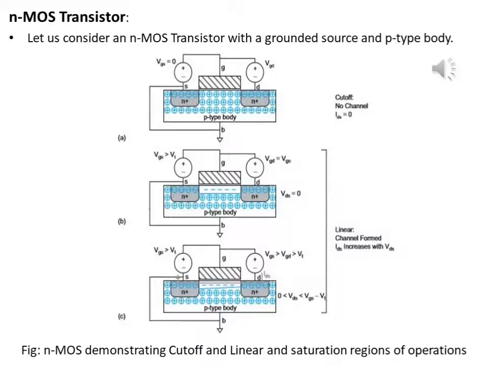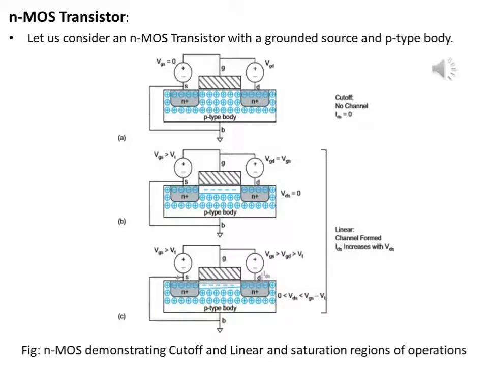Now we'll directly move on to the NMOS transistor. Here, as you can see, a gate, source and drain with the body of the transistor is given. Let us consider an NMOS transistor with a grounded source and p-type body.